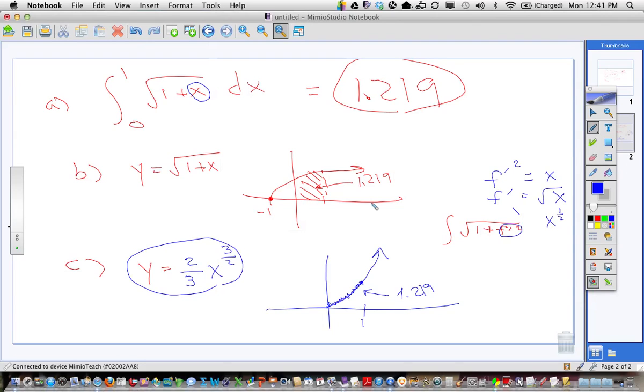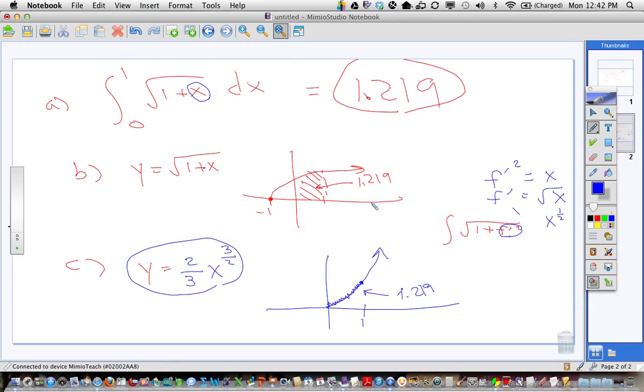And one way of thinking about that number is it's the area under this curve. It's that piece of area, 1.219. Another way to think of it is the length of a piece of this curve from 0 to 1, 1.219, according to that formula we just went over.